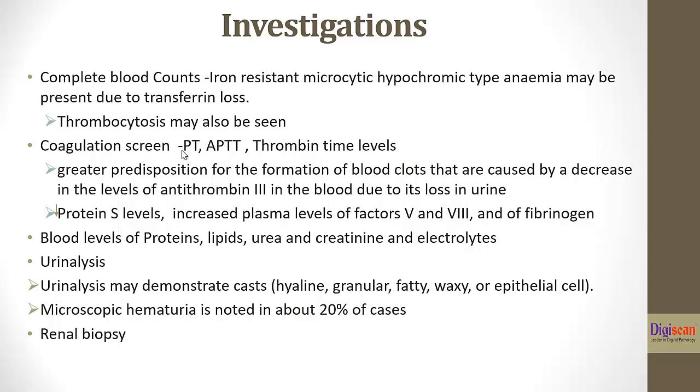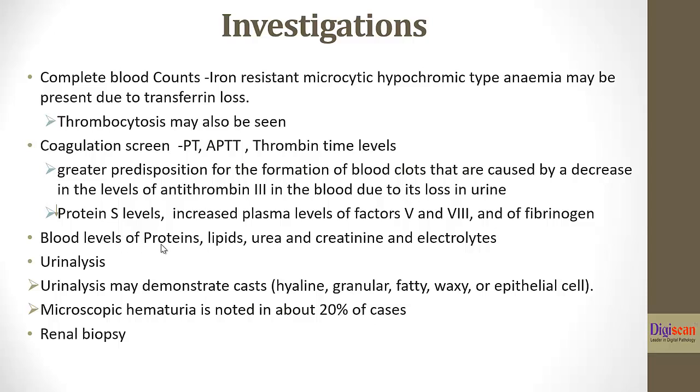A coagulation screen comprising of PT, APTT, thrombin time levels should be done. There is a greater predisposition for the formation of blood clots that are caused by a decrease in the levels of antithrombin 3 in the blood due to its loss in urine. The protein S levels are reduced and there is increased plasma levels of factor 5, 8 and of fibrinogen.